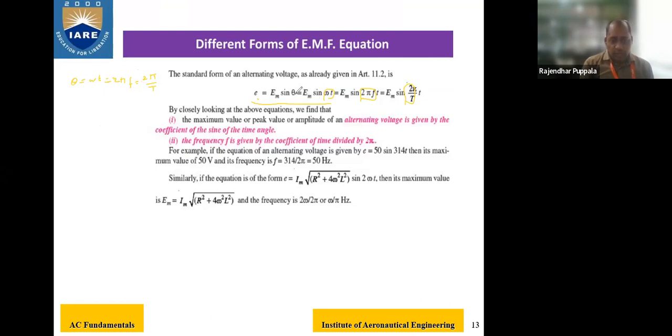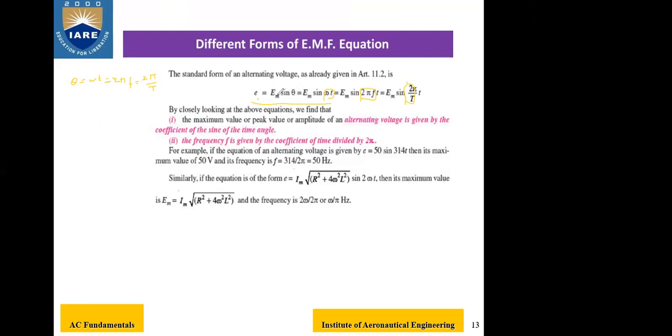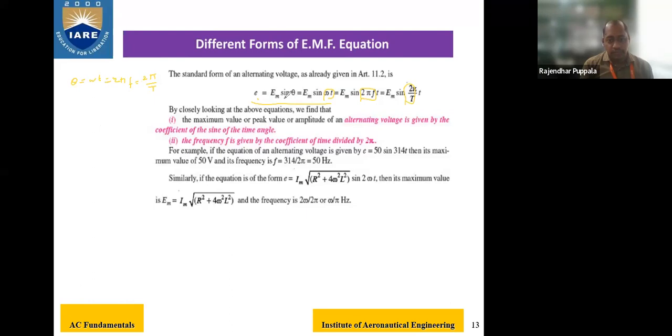For this waveform, when will you get the maximum value of the sine wave? The sine becomes maximum at 90 degrees. Sin 90 is equal to 1. What is the magnitude of the waveform then? If you take V is equal to Vm sin theta, you will get the maximum magnitude when theta is equal to 90 degrees. When theta is equal to 90, you will get V is equal to Vm. So that we call the maximum value or peak value or amplitude of the alternating waveform.